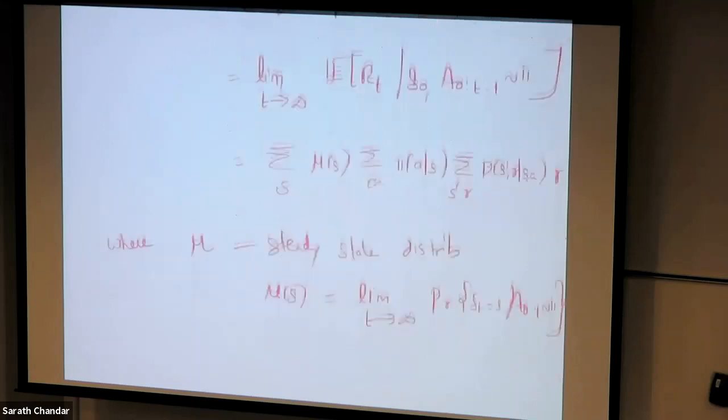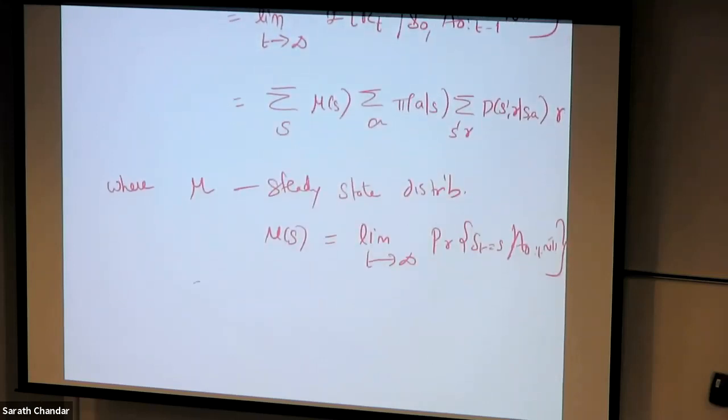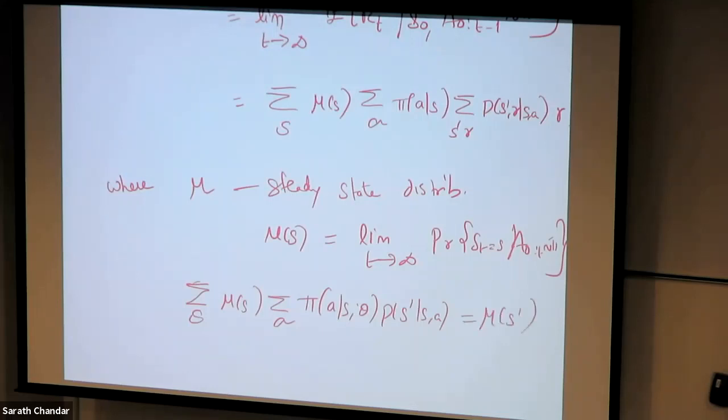Now the other way of writing the steady state distribution is: summation over s of mu of s, summation over a of pi of a given s, theta, p of s dash given s comma a, is actually mu of s dash. You take a step, and you go to the same distribution again. Okay, so that is a steady state distribution. I'm reminding you of this because we are going to use it. Is it clear?